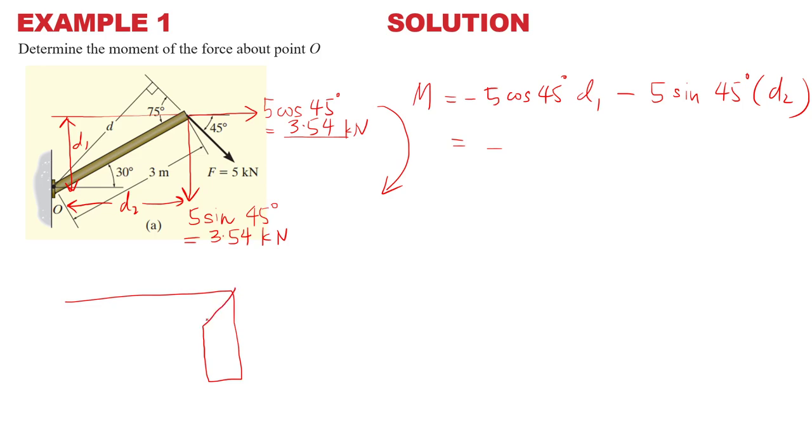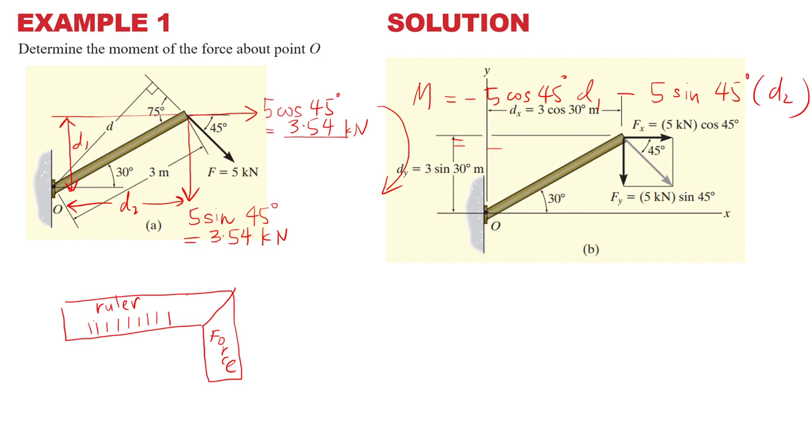If you forget, draw this one. Draw your L square. This is your board. This is your ruler. Okay, let's take a look. How did he do it? Here, settled.